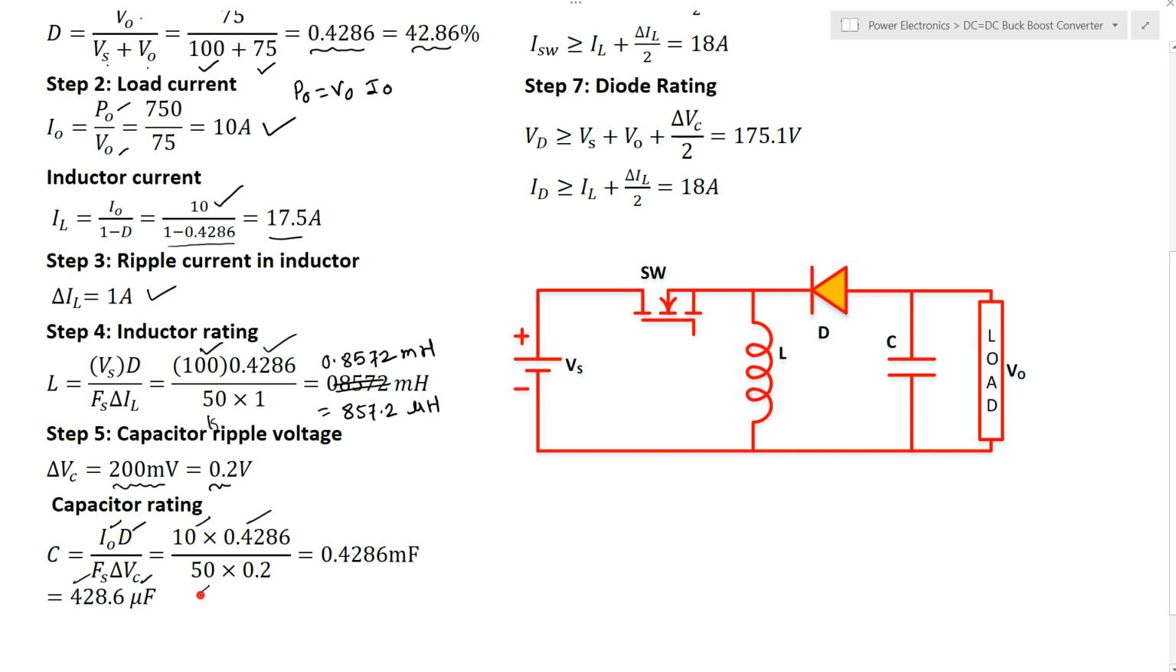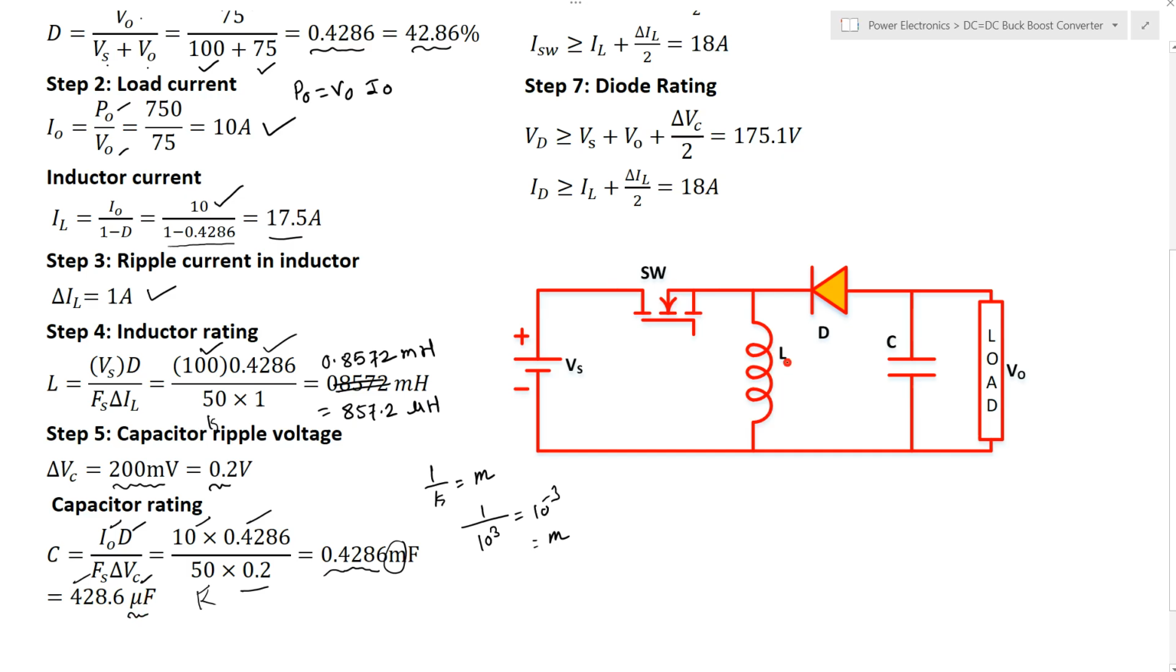Divided by 50, that is, the frequency is in kilohertz, into 0.2. So whatever the value of the capacitance, it will appear in milli, because 1 upon kilo is equal to milli. How is it calculated? 1 upon 10 raised to 3 gives you 10 raised to minus 3, and 10 raised to minus 3 is nothing but a milli. So that answer will directly come in milli format. So 0.4286 millifarad, that is 428.6 microfarad, is the value of the capacitance.